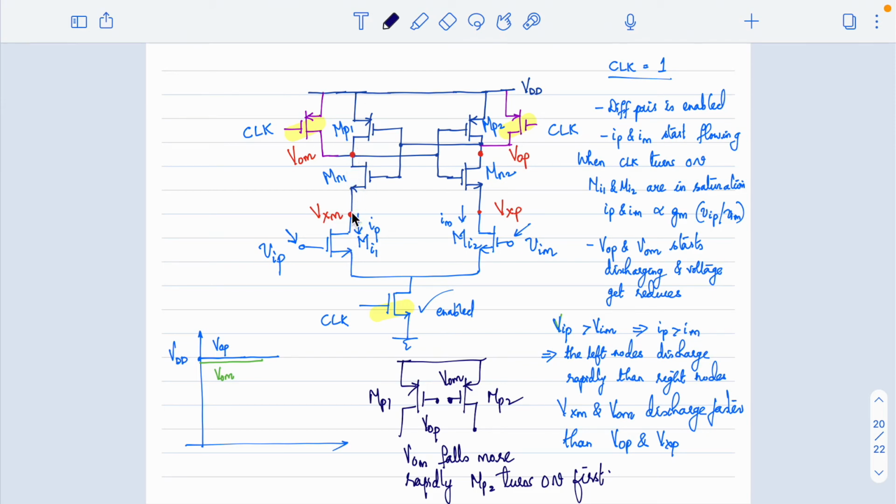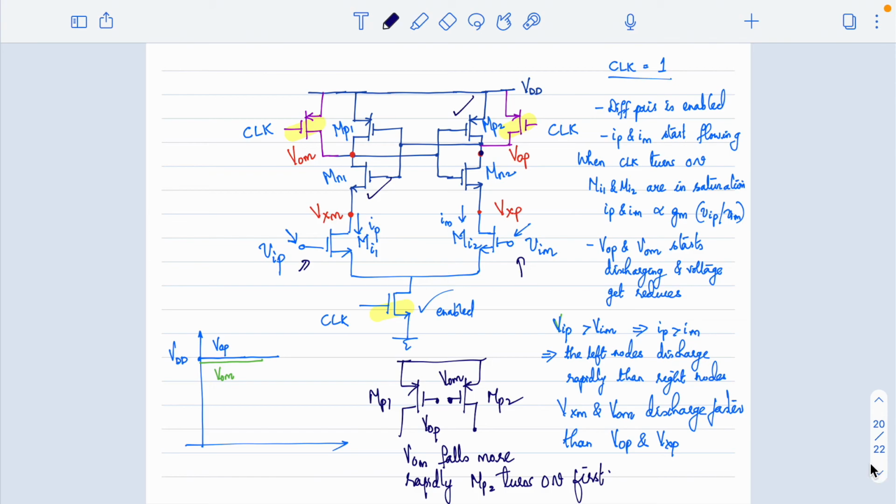So since VOM and VXM are discharging at a faster rate, on the left hand side this turns off. Or you can say that MP2 turns on first and MN1 turns on first from the back to back latch. So as a result of this, what happens? Since MP2 turns on first, this node will be charged to VDD, and since MN1 turns on first, this node will be pulled down to 0. So the right side node will be regenerated to VDD, and the left side node will be regenerated to ground. So this is how this latch circuit works based on an input signal available at the gate, VIP and VIM.